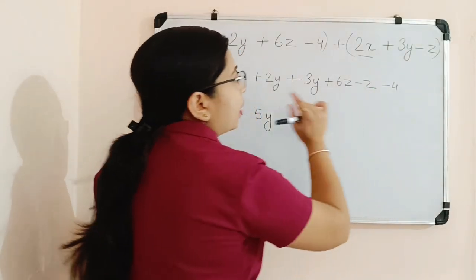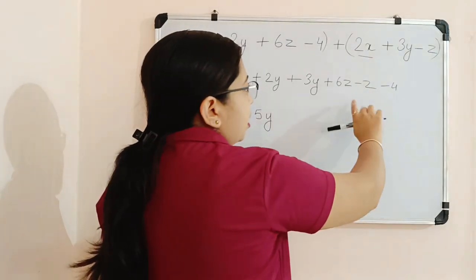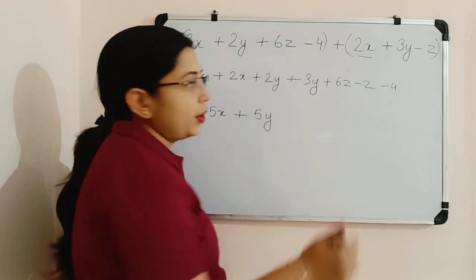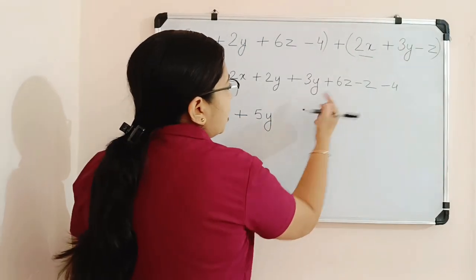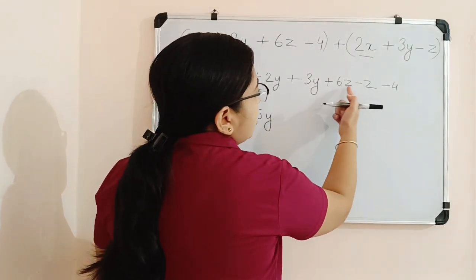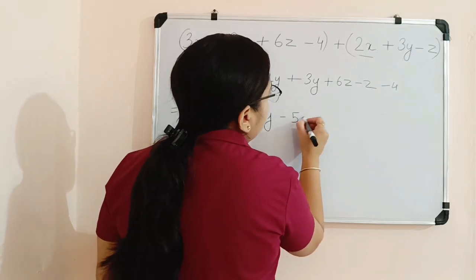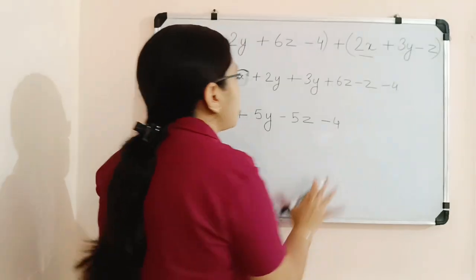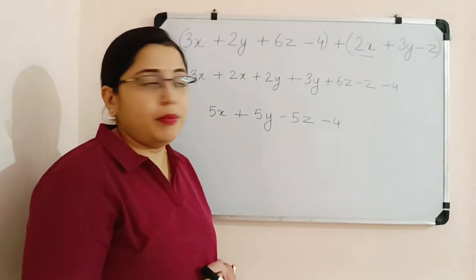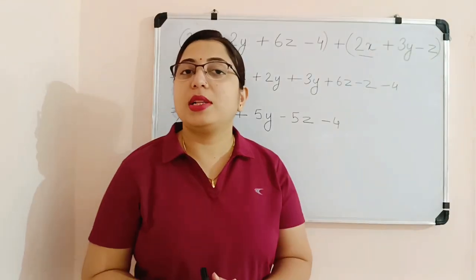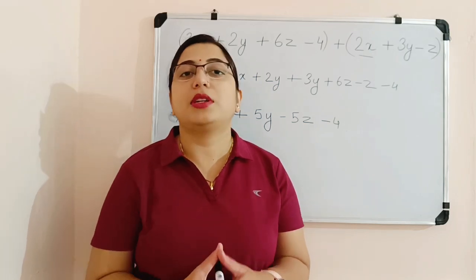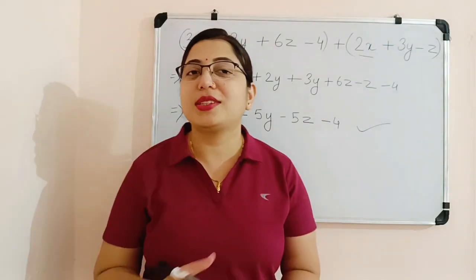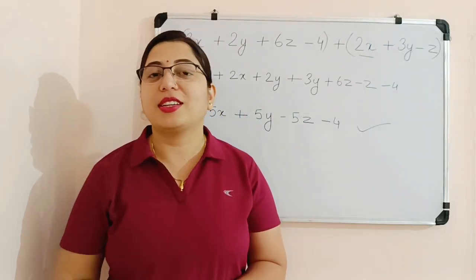6z minus z. Suppose we have 6 oranges and we subtract 1 orange from them, how many are we left with? We are left with 5 oranges. In the same way 6z minus z is 5z. Then minus 4. Now all of these terms are of different variables. Since they are of different variables, we cannot add them further. So this is your answer. This is the way you can add algebraic expressions.